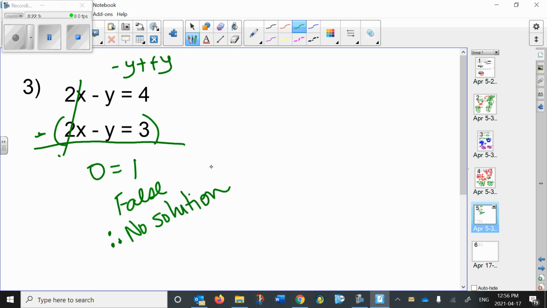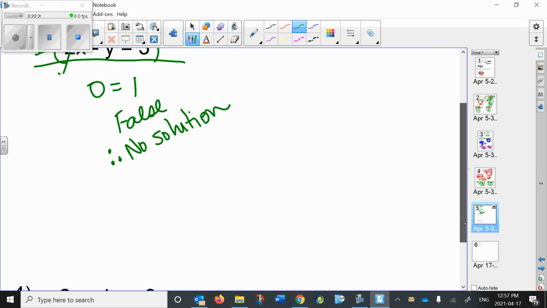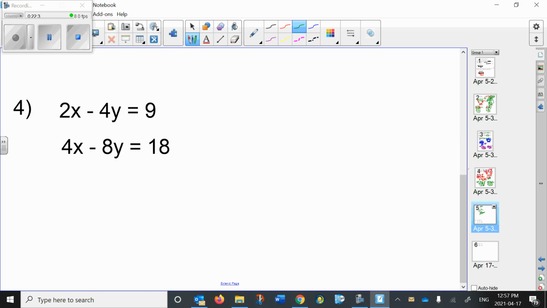Just like the last question, or not the last question, sorry, the substitution method. If something is false at the very end, you know darn well that there's no solution there. So this is a really easy one because there's not a lot of work you have to show. What if we try this one, number 4?